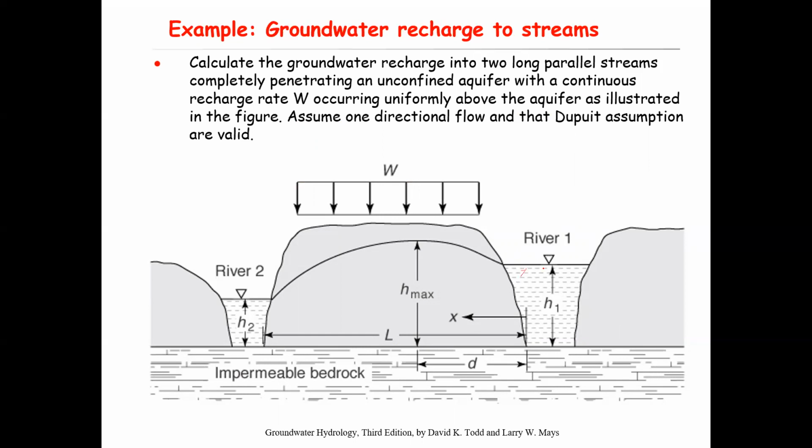Okay, so these are the two rivers you have. That's the cross section. They're flowing perpendicular to this screen, and that is your aquifer here. So the question is to calculate the groundwater recharge into these two streams, if you have this continuous recharge rate to the aquifer that is represented by W.